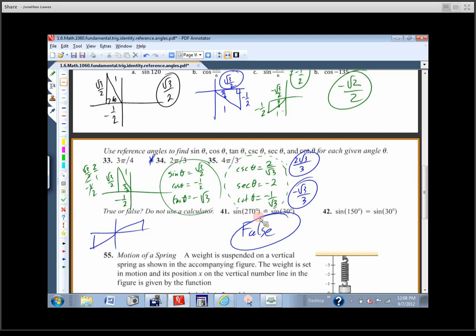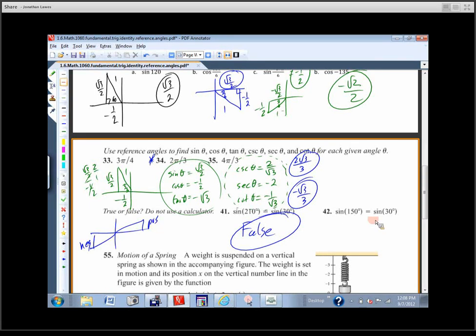Mackenzie? Because the sine is the y coordinate, and in the third quadrant it's negative 1/2, and in the first quadrant it's positive. Okay, here it's negative, here it's positive. That alone right there is enough to say that that's got to be false. Okay, and you could figure this one out.